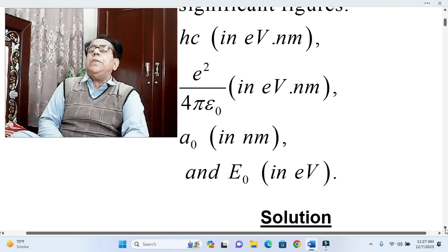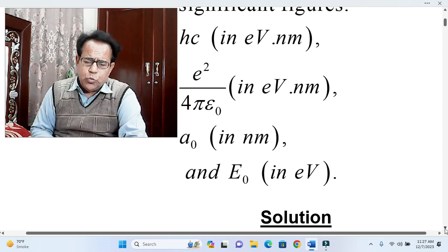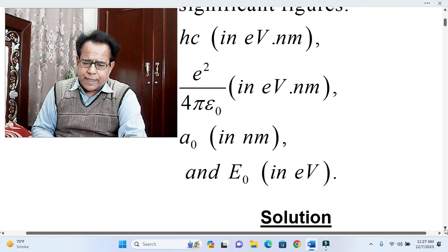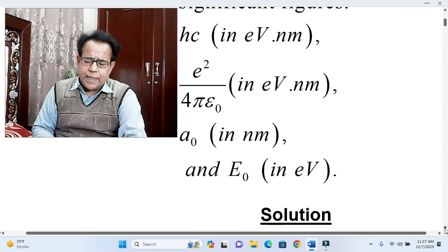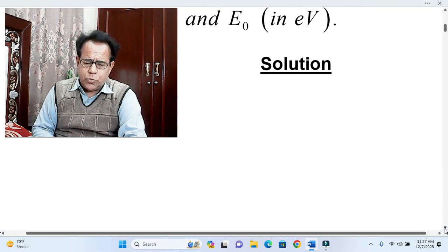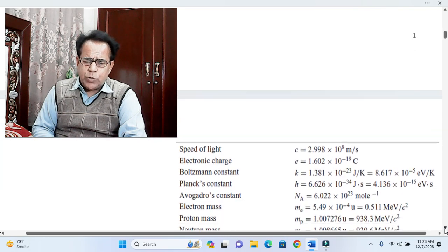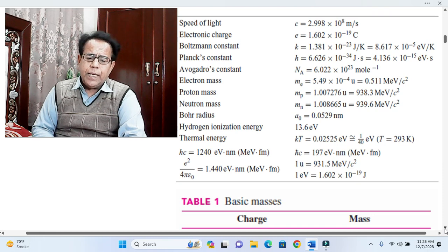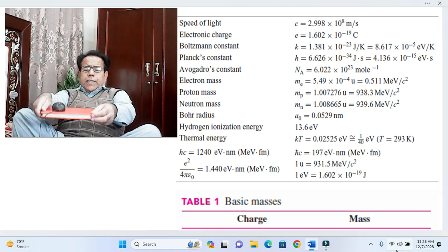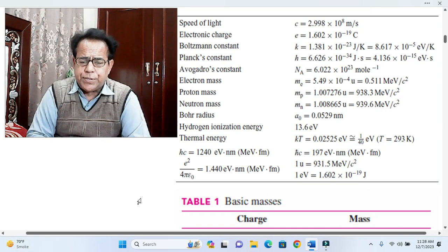In the solution, we will take into consideration a table of physical constants in which all these values are given exactly. We just have to counter check them by an alternate method. Dear students, this is the first snapshot, in which a table of physical constants is shown, with many physical constants included.